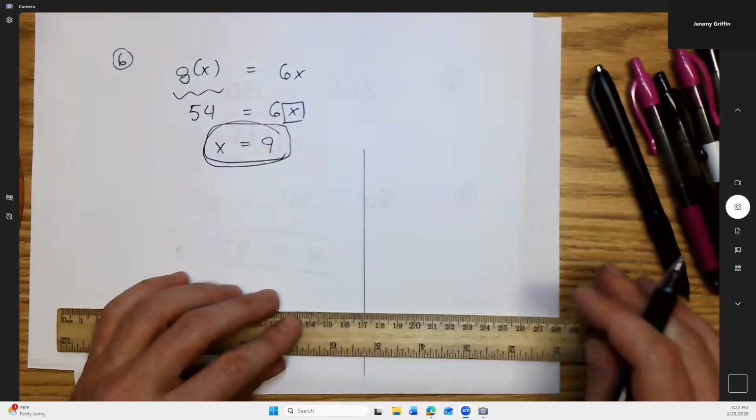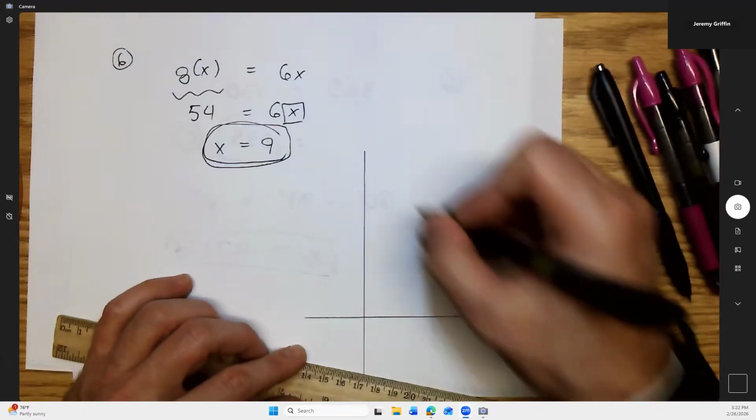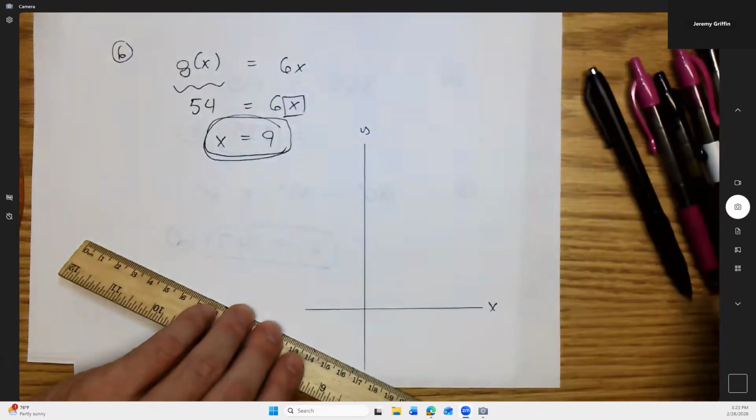One more thing on this one. I'm going to draw you guys a graph. So, x, y. You guys know what that graph looks like? Yeah.